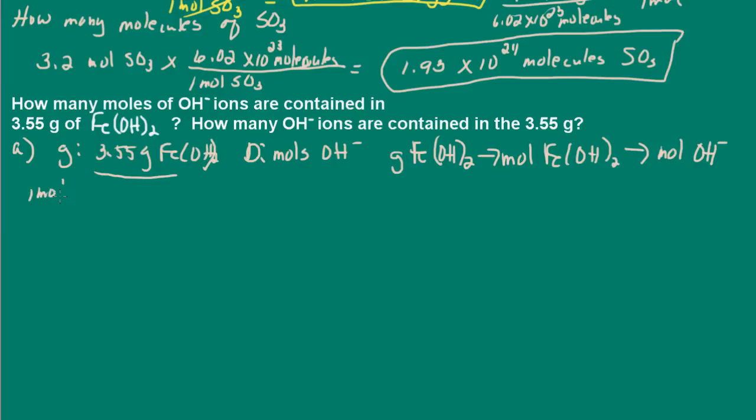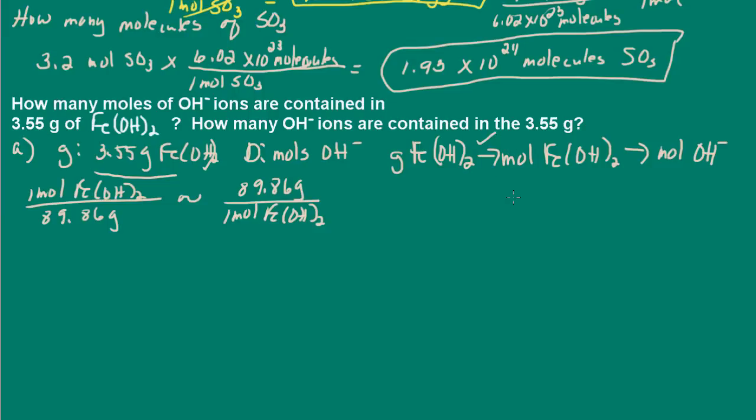So 1 mole of iron 2 hydroxide is equivalent to 89.86 grams of iron 2 hydroxide, or I can write it like so: 89.86 grams is 1 mole. Okay, and so I have my first conversion factor, and then from there, once I have moles of iron 2 hydroxide, I can determine the number of moles of hydroxide ion.